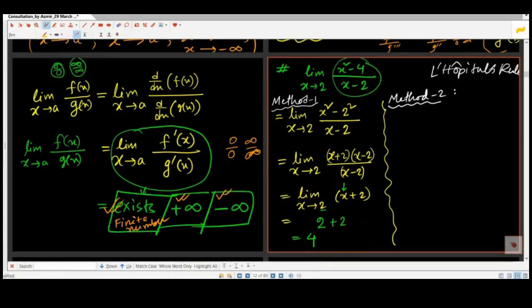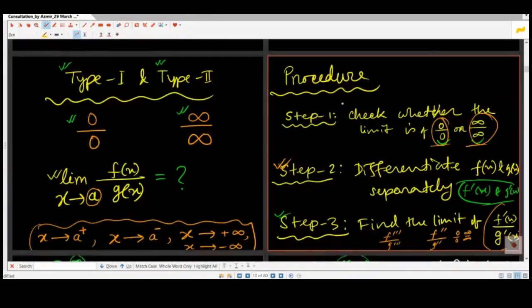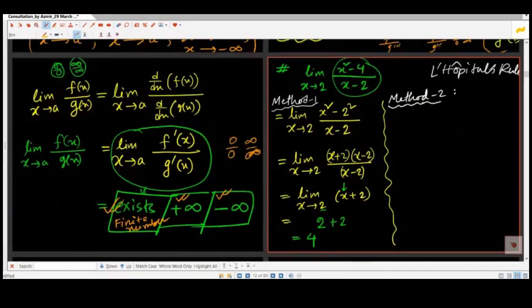Before solving this problem, first of all, have a look at the steps of L'Hopital's rule. In step 1, we have to check whether it is of 0 over 0 or infinity over infinity type or not. Then we can differentiate f of x and g of x if we have these types, otherwise not. Finally, we can evaluate the limit of f prime over g prime. If we follow these 3 steps, then we can solve the problem.